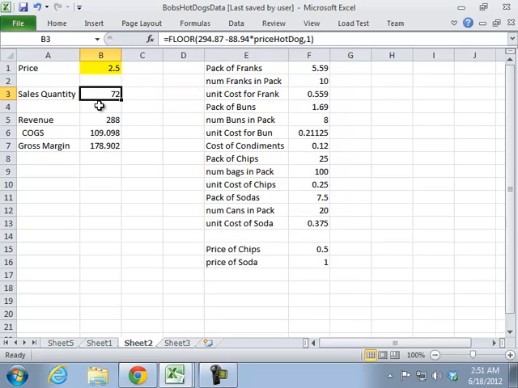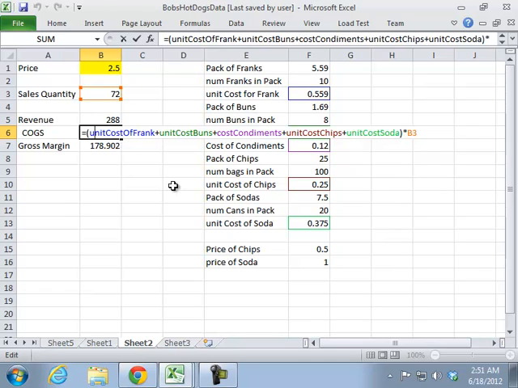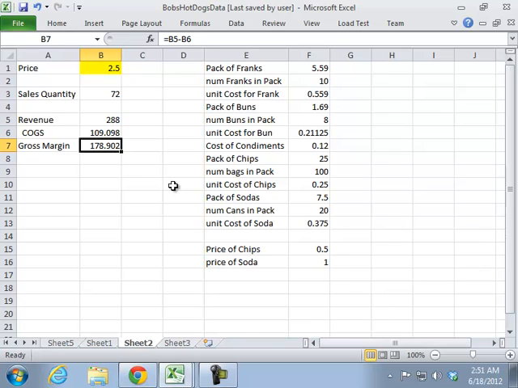So now that we have our equation for quantity, we can figure out what our revenue is. And our revenue is the price of the hot dog plus the price of the chips and the price of the sodas times the quantity. Our cost of goods sold is the unit cost of the hot dog plus the unit cost of the bun plus the condiments plus the unit cost of a bag of chips plus the unit cost of a soda. This is really important here, times the sales quantity, which is where a lot of people had problems with this one. And then finally, our gross margin, it's kind of our stand-in for profit because we don't know anything else about this model. Our gross margin is equal to our revenue minus our cost of goods sold.